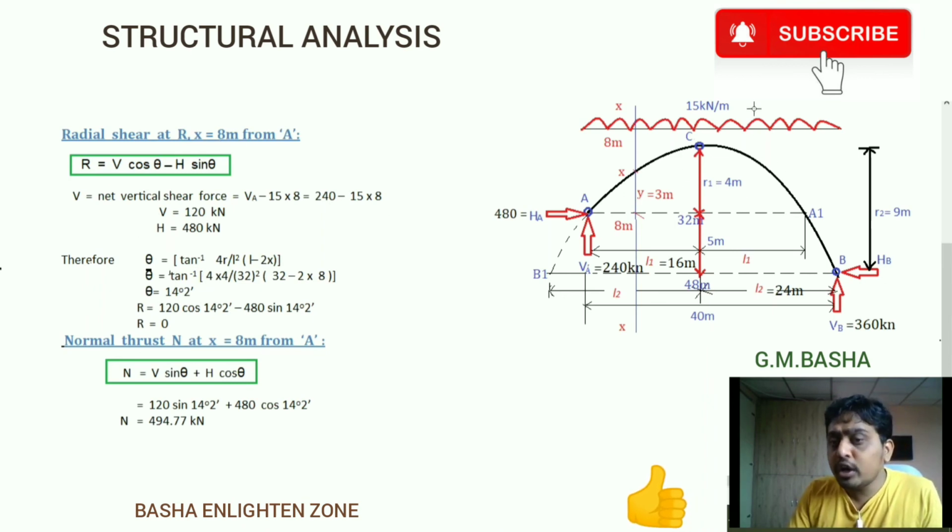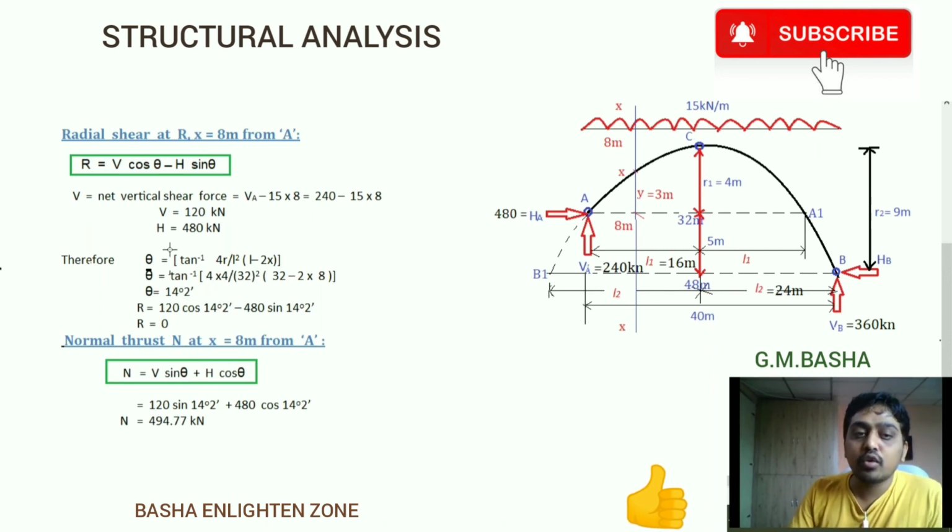If we are going to find the bending moment from the right support at some 10 meters distance, your values will change. The r value equals 9 meters, the length value equals 48 meters, and the x value equals the given distance, that is 10 meters in the example. We have to take those values. After obtaining all these, substitute the values and simplify in your scientific calculator, and you will get this value, that is 14 degrees 2 minutes.